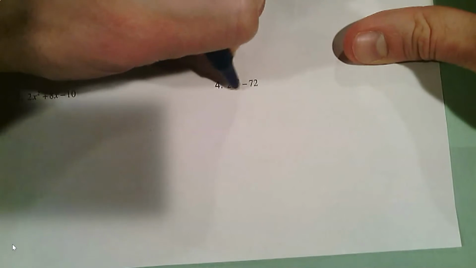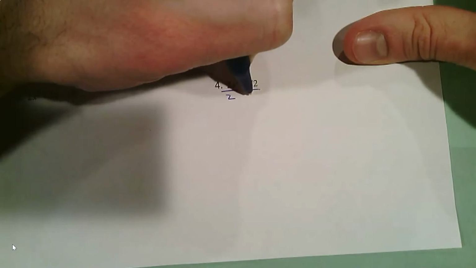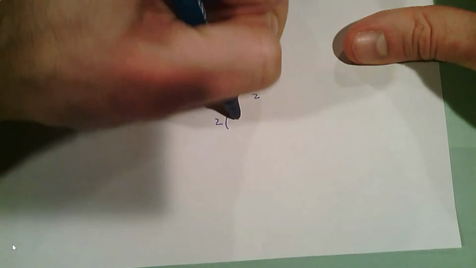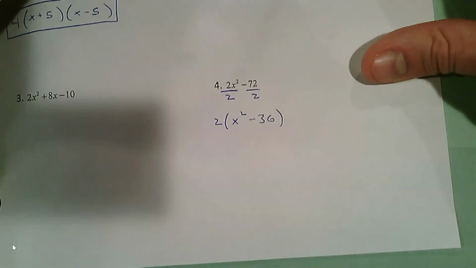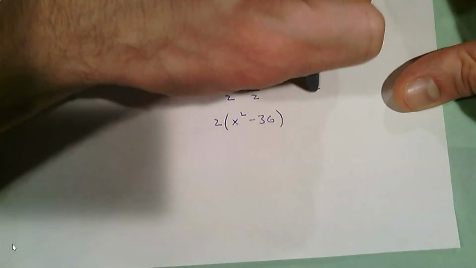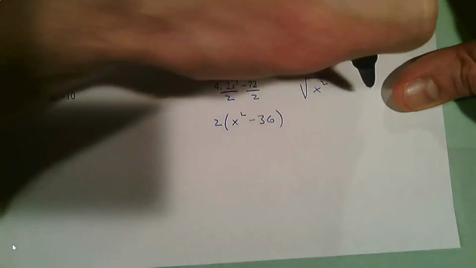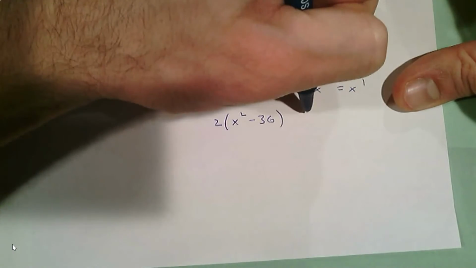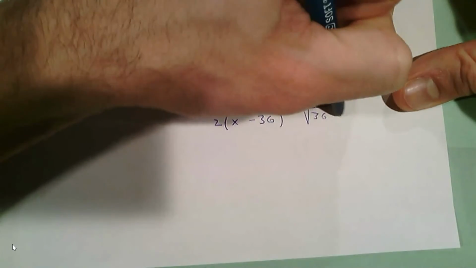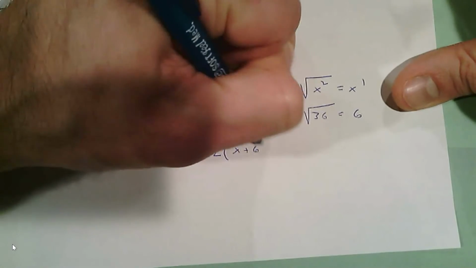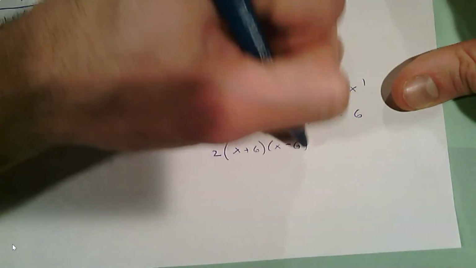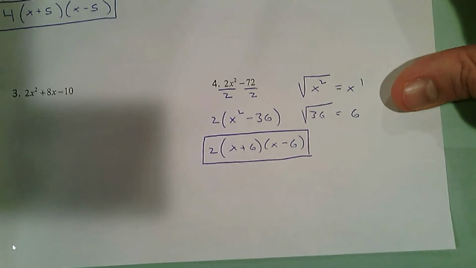So let's take a look at how to solve question 4. 2 is divisible by 2 and 72 is divisible by 2. So I'm going to factor out that greatest common factor. I'm left with this binomial, x squared minus 36, which is the difference of two perfect squares. The square root of x to the second is x to the first. The square root of 36 is 6. So this becomes 2 times x plus 6 times x minus 6. And that's going to be my solution for number 4.